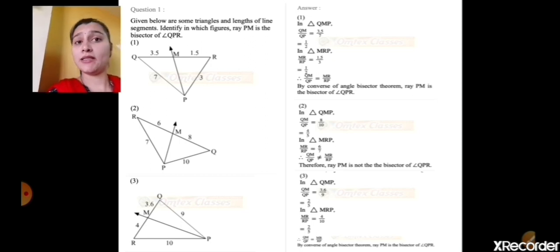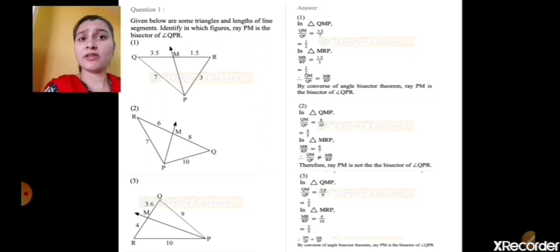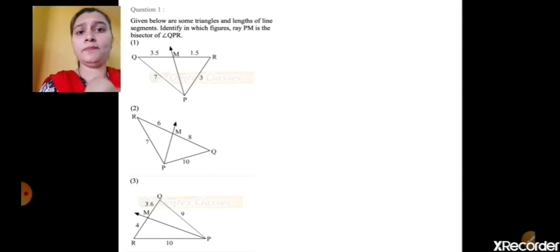Now the statement carries marks. Do you think that by writing only two lines, that the ratios are equal, I will complete the answer? No. The final answer carries marks, so you have to say whether this diagram is a bisector or not.